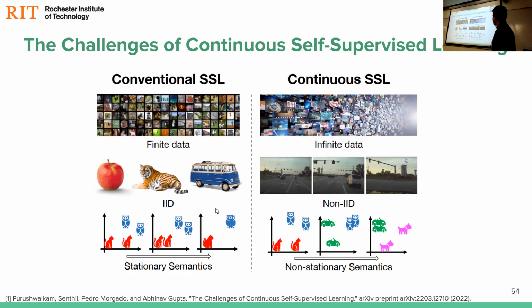And also that data, for example, if it's from self-driving cars, the images are not independent. They have a temporal correlation, right? And they might not have stationary semantics because we are seeing new things over time. For example, they are seeing a lot of cars here, but then if it goes into a more nature area, it's going to start to see plants and other things. So we don't have a stationary semantics.